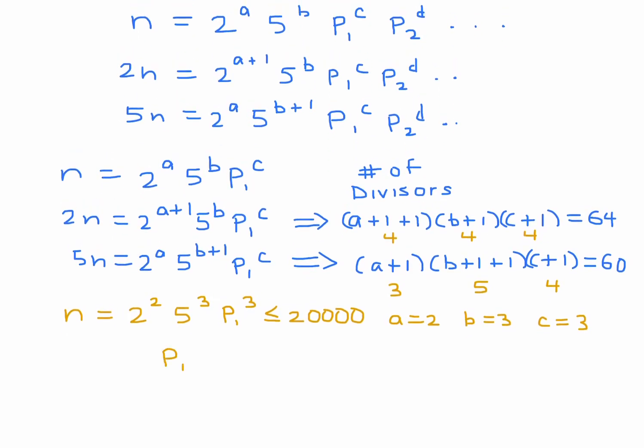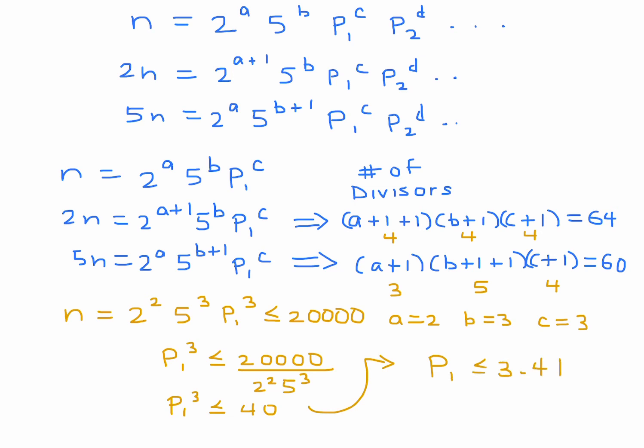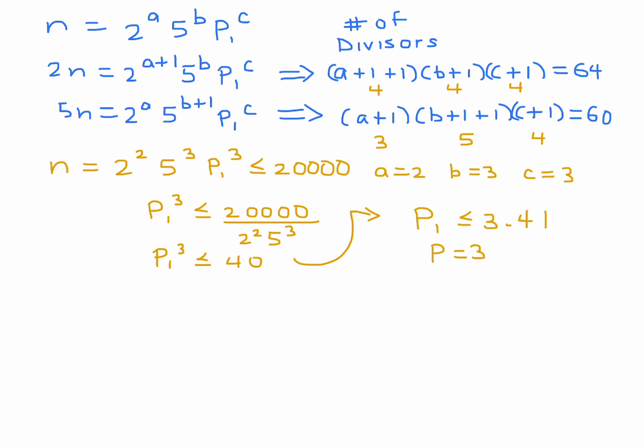So that means P1 to the power of 3 is less than 20,000 divided by 2 to the power of 2 times 5 to the power of 3. That means P to the power of 3 is less than, that works out to be 40. So that basically means that if you take the cube root, P1 is less than 3.41. And the only prime number less than that is P equals 3. So we got our first n. It's 2 to the power of 2 times 5 to the power of 3 times 3 to the power of 3. And that number is 13500. And that is indeed less than 20,000.